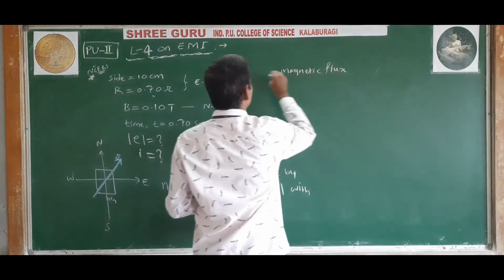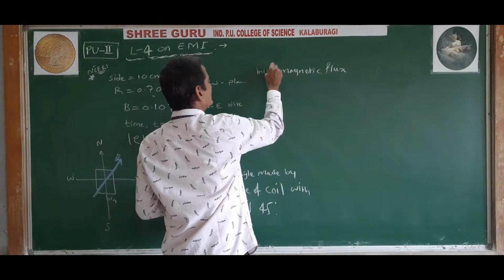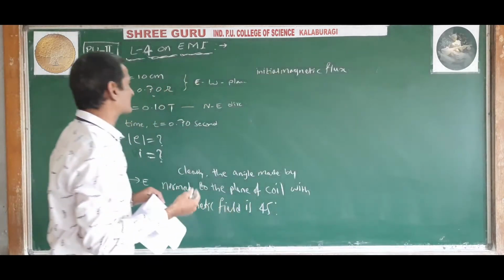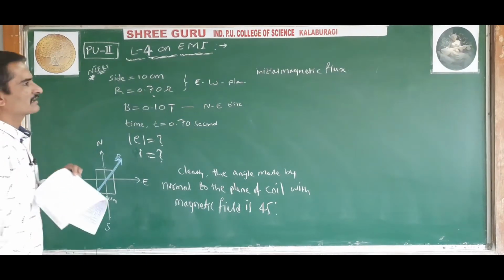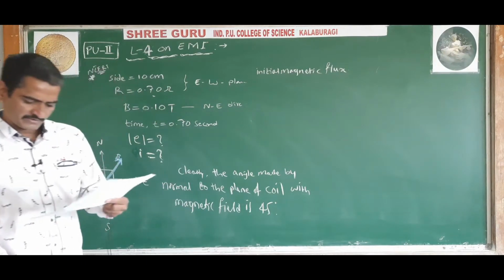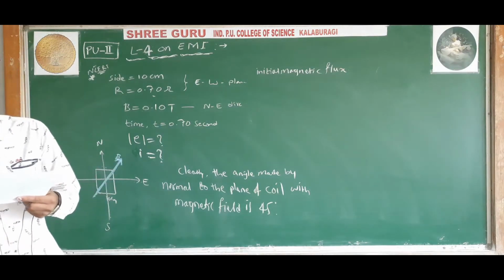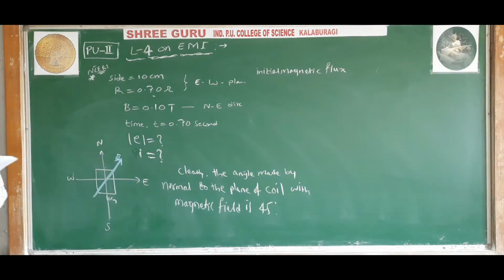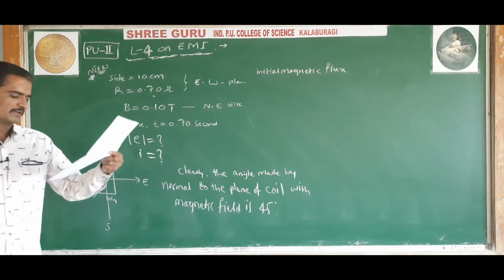That is the initial magnetic flux. The final magnetic flux will be 0 because the magnetic field is decreased to 0. It is given that the magnetic field decreases to 0 at a steady rate. Determine the magnitude of induced EMF.